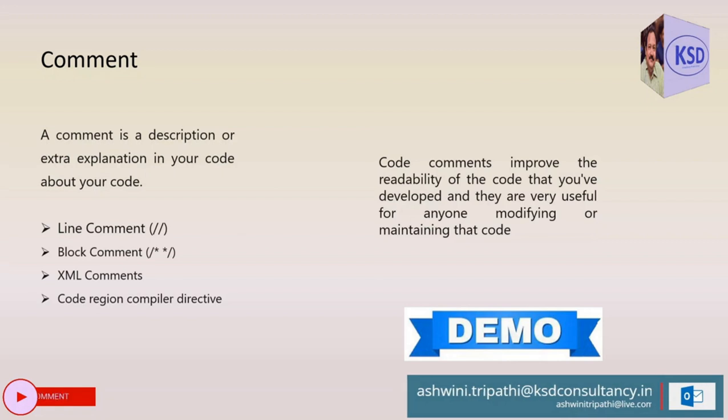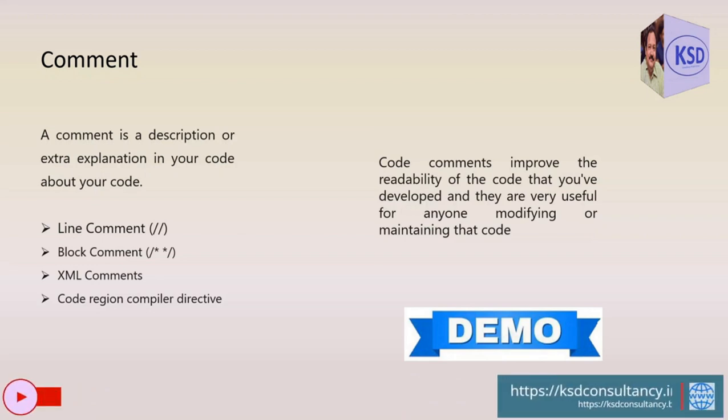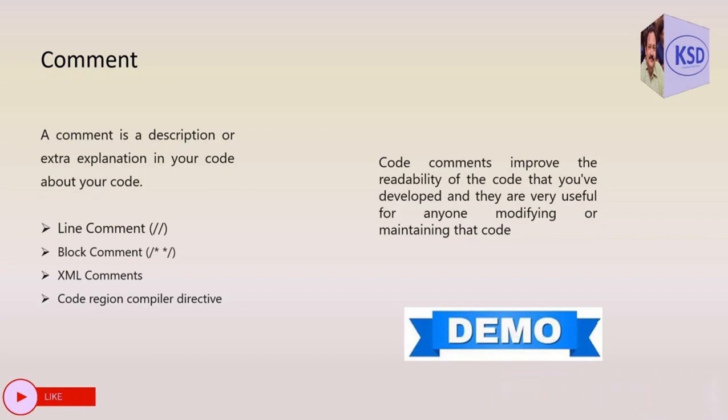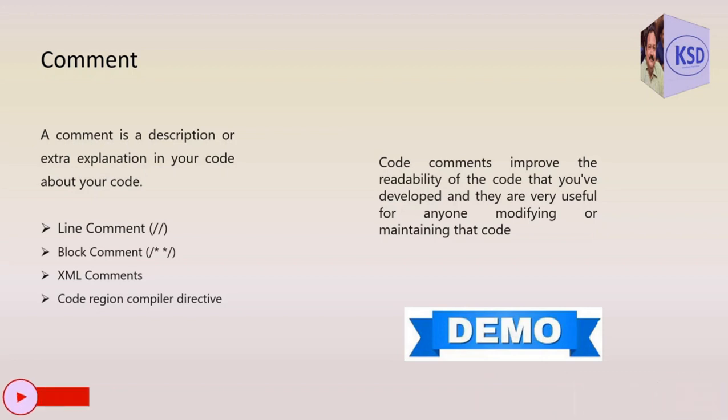I'm having a throat problem. So a comment is a description or an extra explanation in your code and about your code. The different types of comments that you can include in your code are, first, a line comment, meaning a particular line you want to comment out. For that you will use two forward slashes.